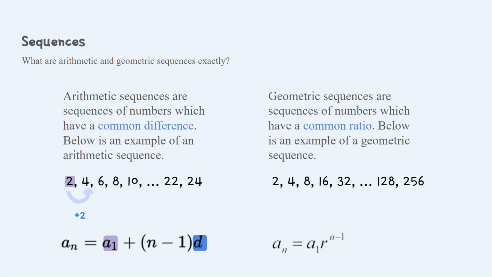So back to geometric sequences. The common ratio is 2 for this example, and the starting value is also 2.